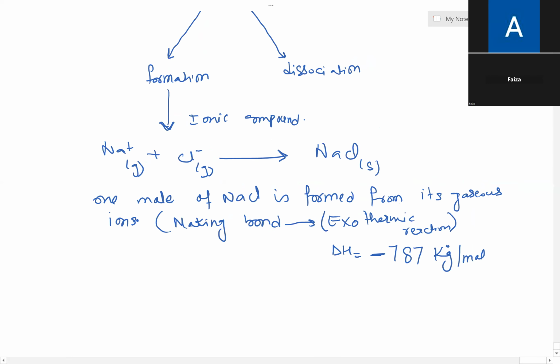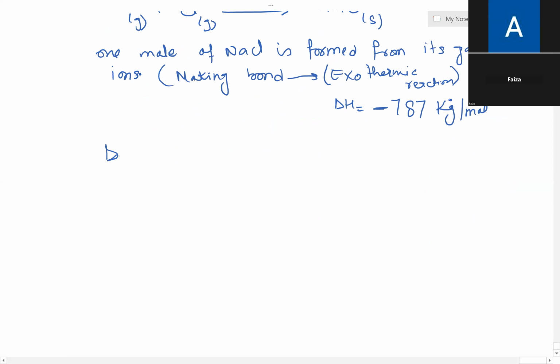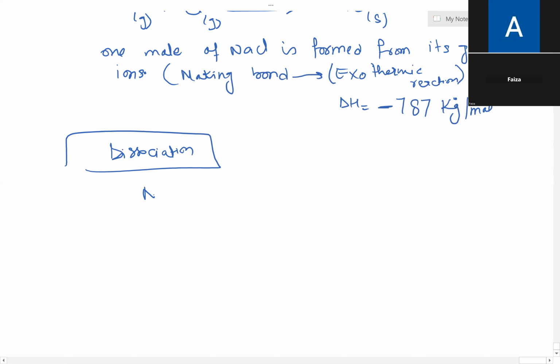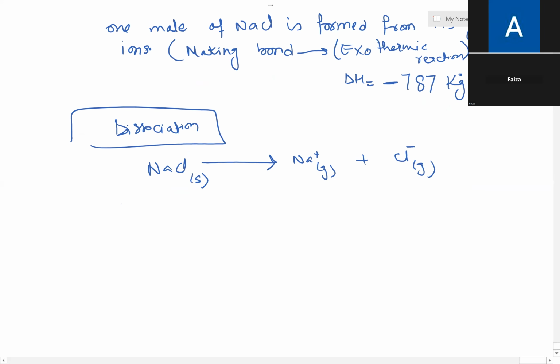Now, the second one is lattice enthalpy of dissociation. Dissociation is basically the breaking up of a molecule. Suppose I have NaCl, which is in solid state. I am breaking this up and making two ions from it. So what did I do? I broke a molecule or a compound into gaseous ions. So what will we write for this one?